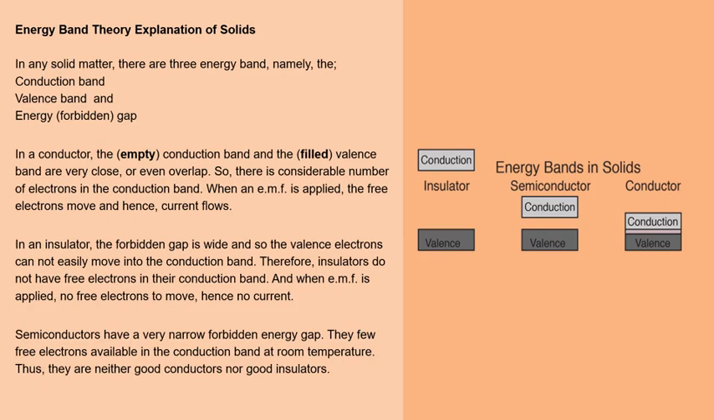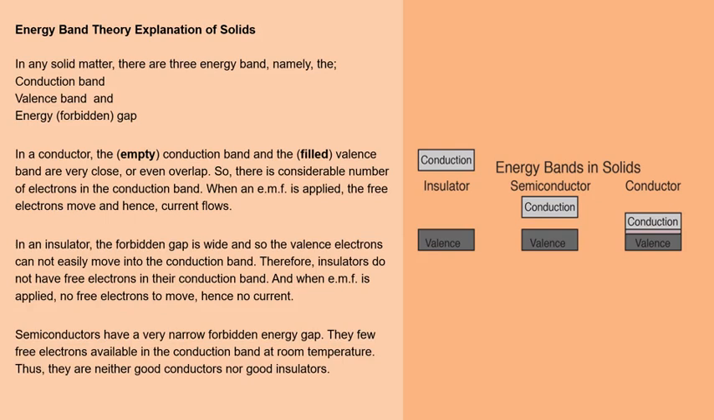In an insulator, the forbidden gap is wide, so wide as you can see, and so the valence electrons cannot easily move into the conduction band. Therefore, insulators do not have free electrons in their conduction band. And that means whenever electromotive force is applied, there is no free electrons to move and hence no current.